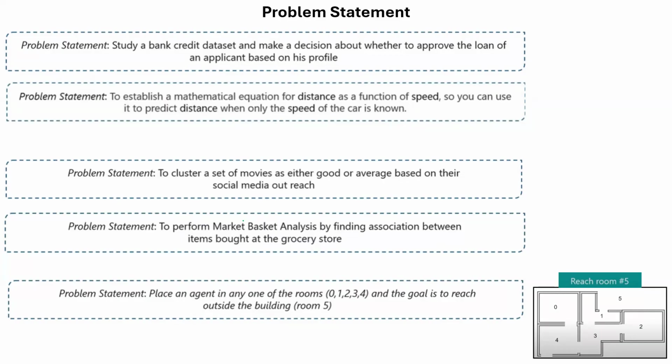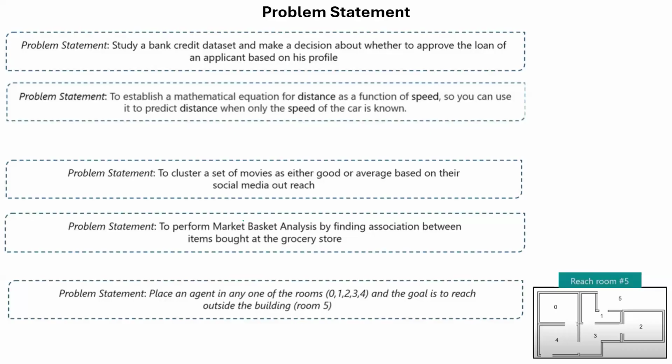The first problem statement says: study a bank credit data set and make a decision about whether to approve the loan of an applicant based on his profile. Labeled data set. Supervised. Why? Because there is input and already an output. The credit data set is there, so there is a known data set. That's why it's supervised learning.